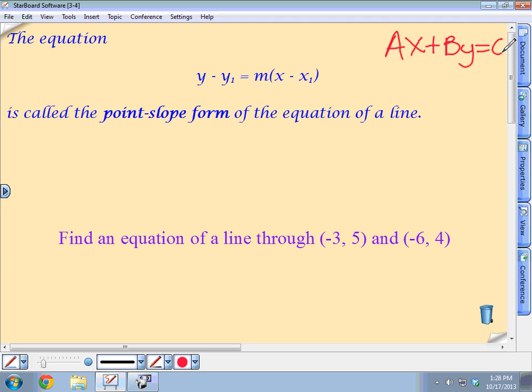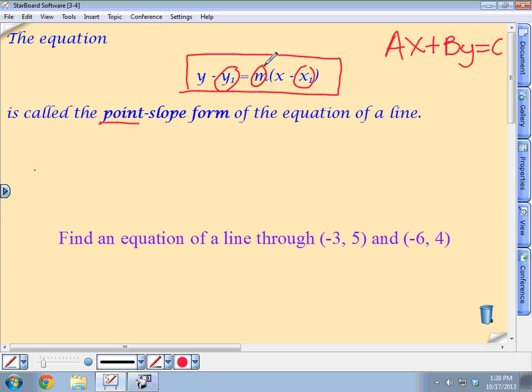Then the 2 new forms we're going to go over today, although I did go through them a little bit yesterday. The first one's called the point-slope form of the equation of a line. And that's this formula right here: y minus y sub 1 equals m times the quantity x minus x sub 1. And it's called the point-slope form of the line because we have a point. Notice you have x1 and y1. That's just a point. And you have m, which is the slope. So if you have the slope and you have a point, you can put it in that form.